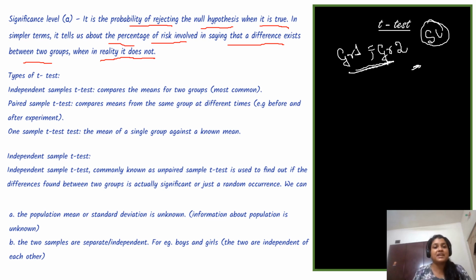Now there are different types of t-tests. Independent t-test, which compares the means for two groups. Like I told you, there is a group 1 and group 2 where there are certain values of bone density.